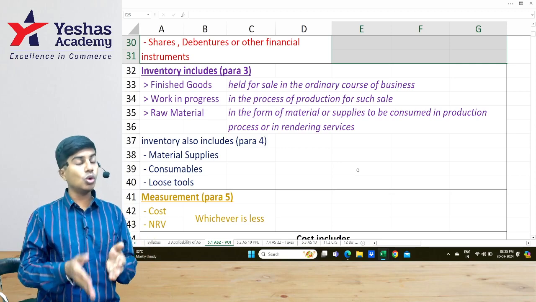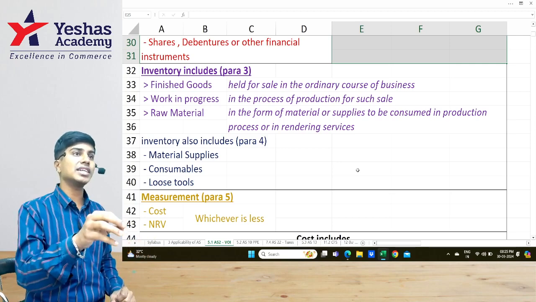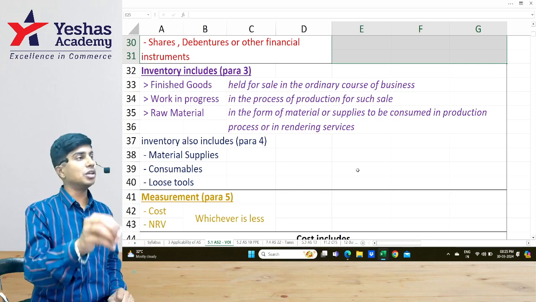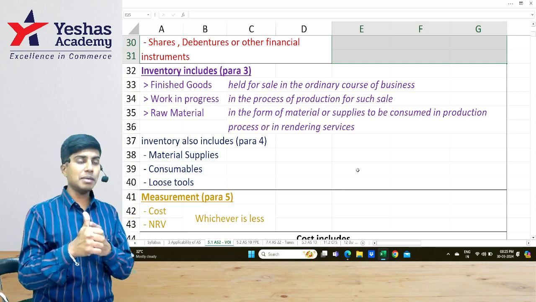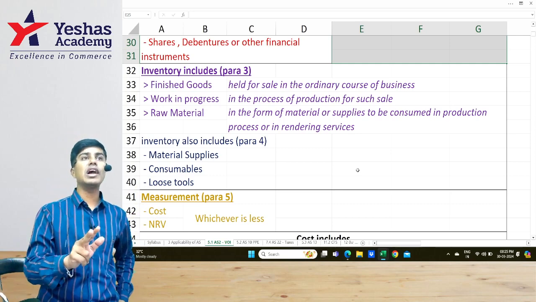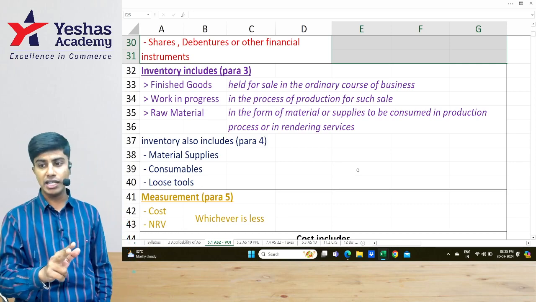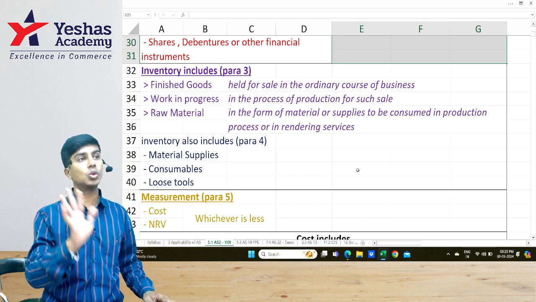However, these, though they don't qualify the definition of inventory under para 3, still accounting standard 2 is applicable to them. We'll value them as an inventory, we'll record them like inventory. What are those items? Material supplies, consumables, and tools. So these three, though they don't qualify the definition of inventory as per para 3, still they'll be valued like inventory as per accounting standard 2.